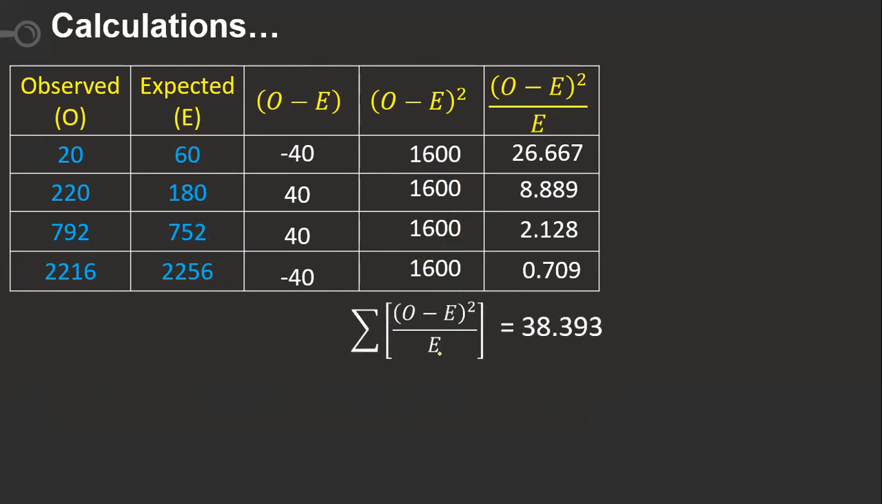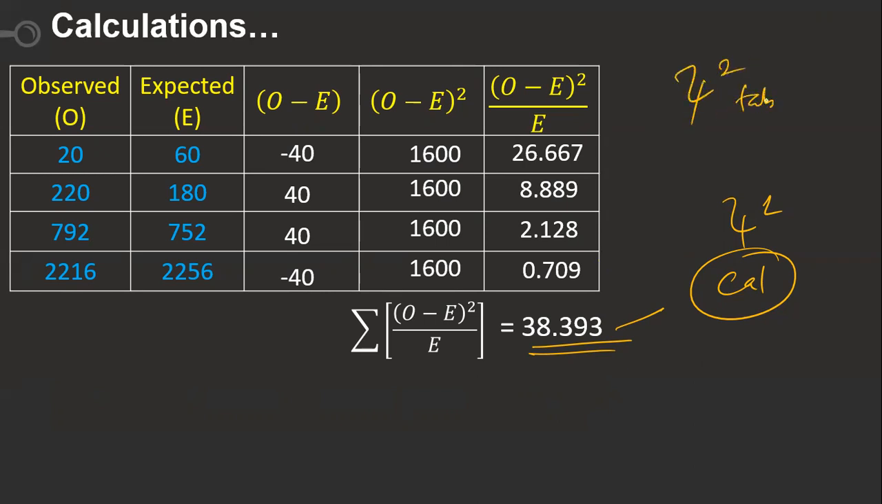So the whole value is 38.396. I'll call it the calculated value of chi-square. So the chi-square calculated value is 38.393. Then I'm going to calculate the degrees of freedom and find the critical value. Where am I finding the critical value from? I'm finding the critical value from the chi-square table.